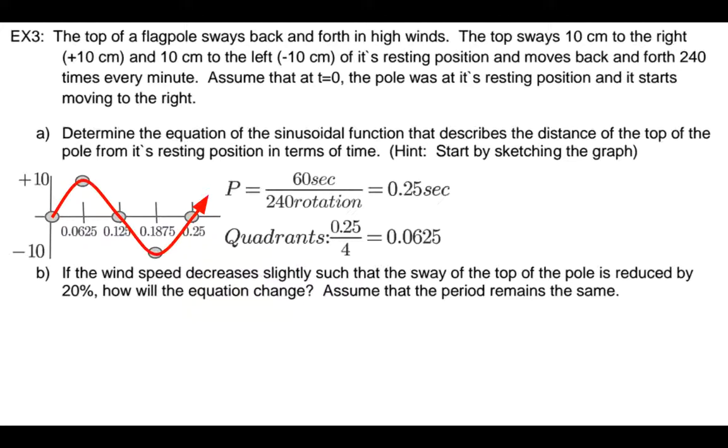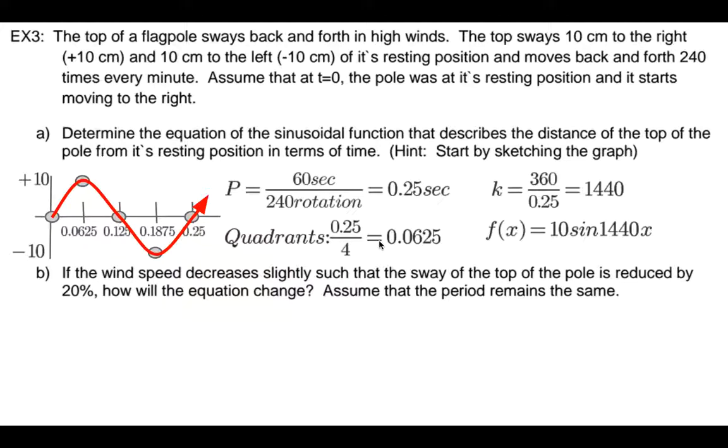Then once we have the graph, we can actually create the equation pretty easily after that. So we've got the amplitude, we've got the axis of 0, we've got the period, so we can figure out the k value from 360. 360 divided by 0.25 is 1440, and it's just a sine curve. It starts in the middle, goes up, so there's no shifts or anything.